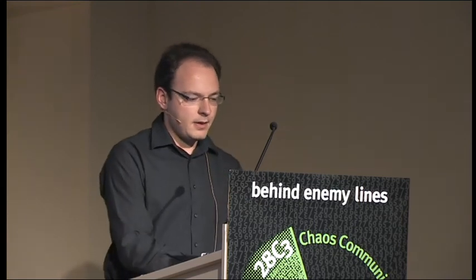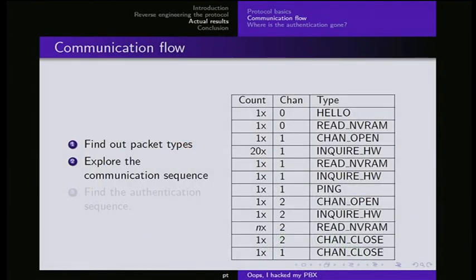You can explore the communication sequence as a next point. So you go there and have a look at how many times what kind of packet is transferred on which channel. So I find out there's a hello, there's a read NVRAM, which does something, probably detecting what kind of hardware we're talking about. There's a channel open command, and so on and so on. I'm going to explain this structure in the next slide a little deeper.